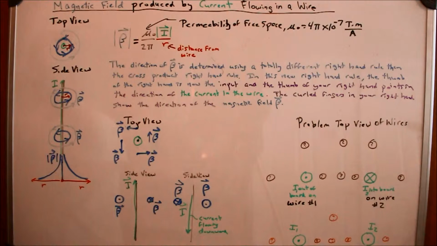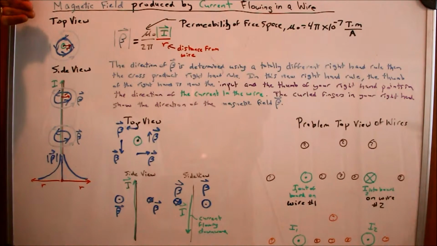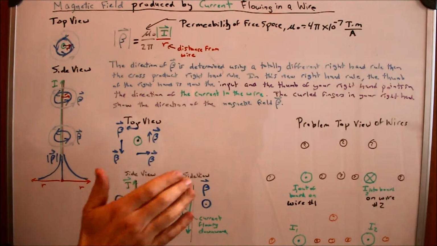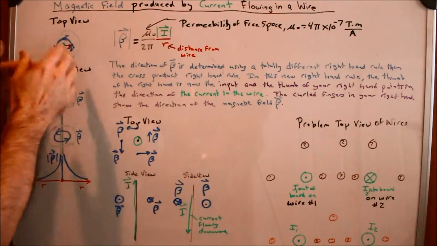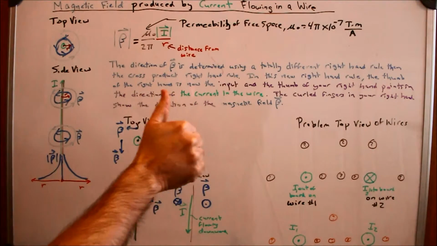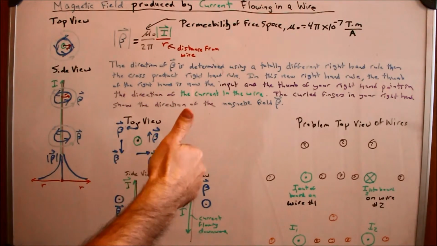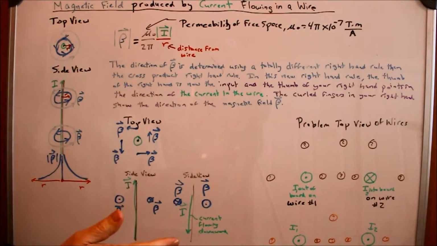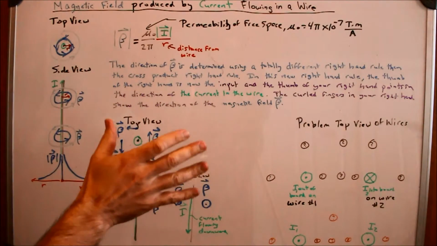Not only does it have magnitude, it has a directionality, and the directionality is determined using what's called the right-hand rule. It's very confusing because typically this is brought up at the same time we talk about the cross product right-hand rule, which is a totally different right-hand rule. In that one, the fingers are the input and the thumb is the output. In this case, the thumb is the input and the curled fingers are the output. So it's totally opposite. You need to be clear about which right-hand rule you're talking about.